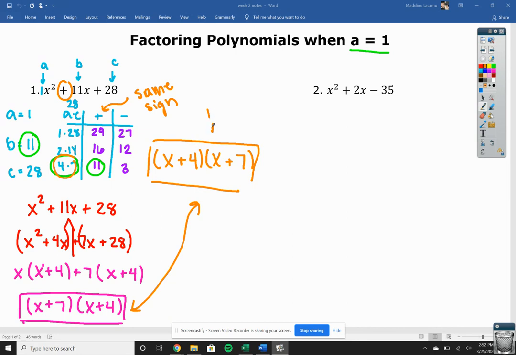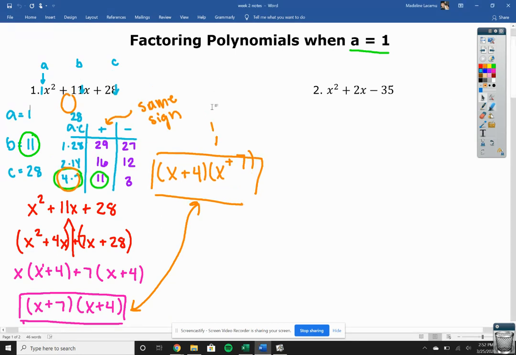But this shortcut only works when a equals 1. If that a value is anything bigger than 1, you cannot use this shortcut. You have to do the grouping method.